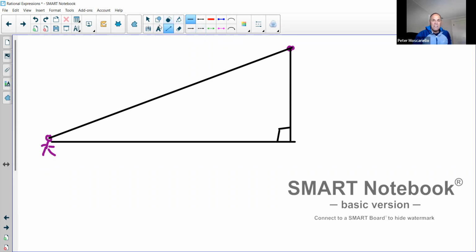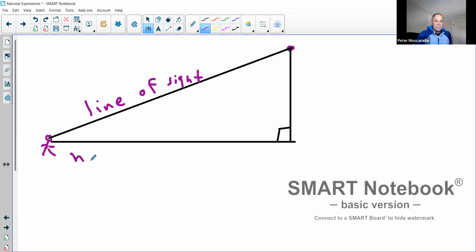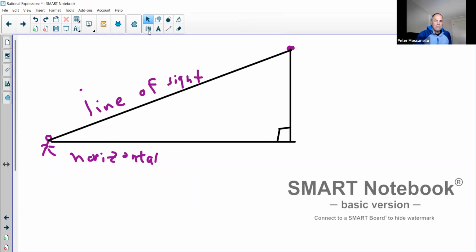Well, the angle of elevation is always formed, kids, by the line of sight and the horizontal. An angle of elevation is always formed by the line of sight and the horizontal. Well, that would be this angle here. So that's your angle of elevation, because it's formed by the line of sight and the horizontal. Make sense?